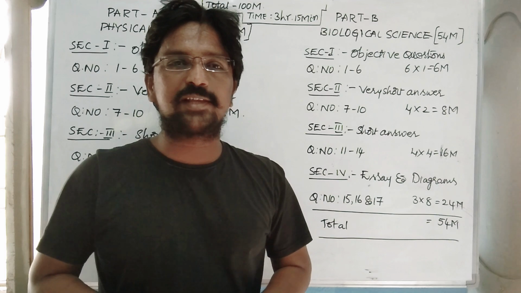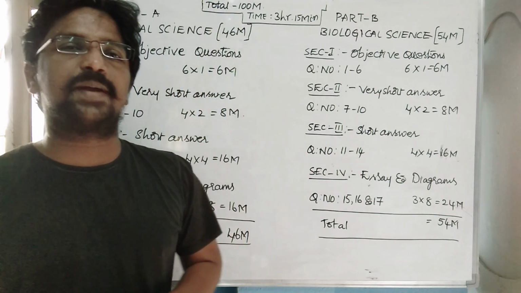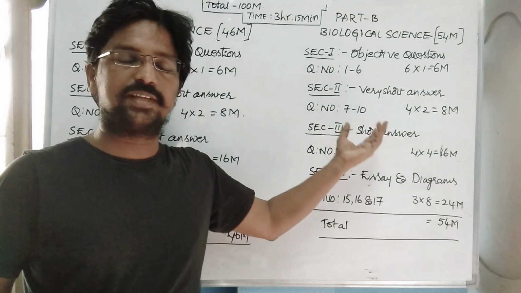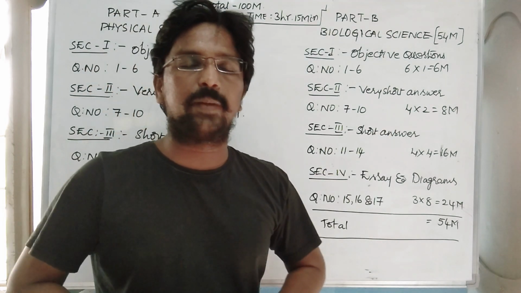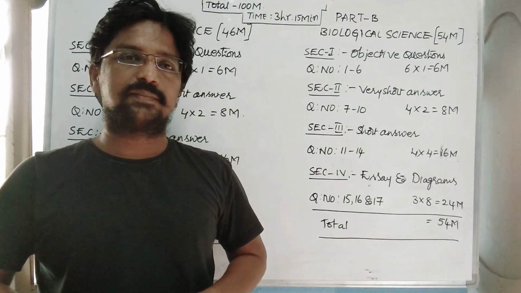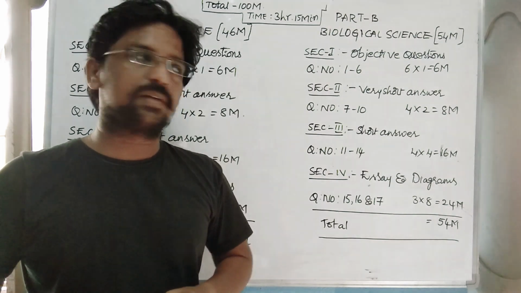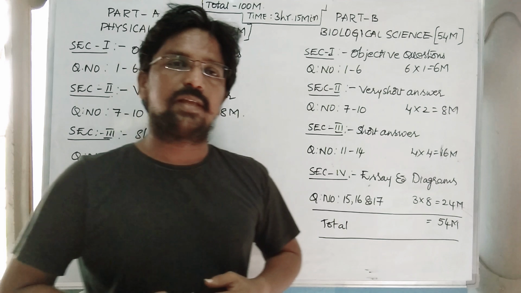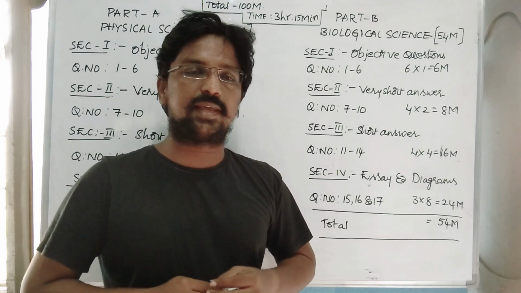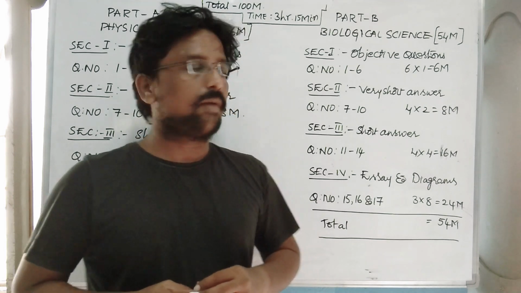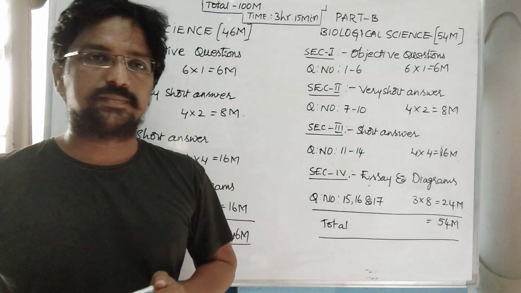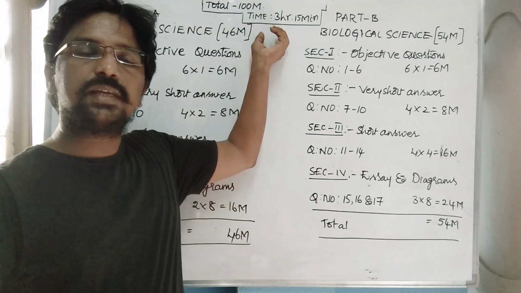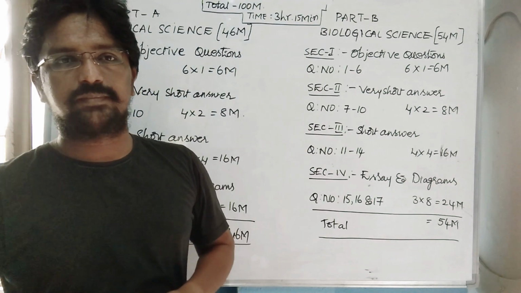Here I am going to explain the new exam pattern of physical science and biological science, totally general science. The new model paper I am going to explain here. Previously we wrote two separate papers, but this year our government decided to conduct the exam in a single paper with 100 marks, right? At the same time, 3 hours 15 minutes is allotted.